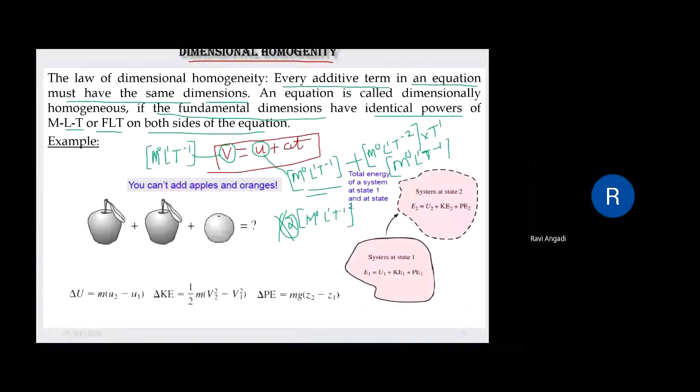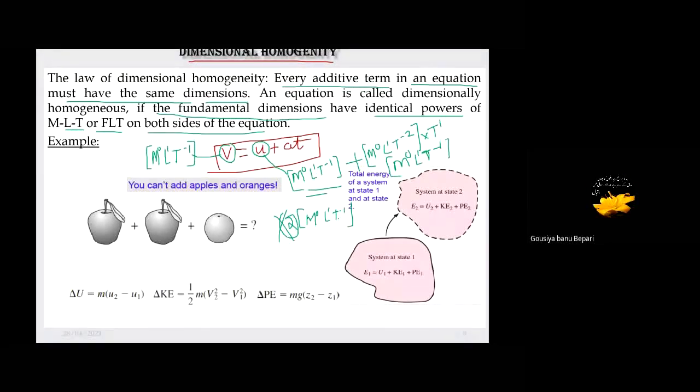What is the power of M on the LHS side? 0. What is the power of M on the RHS side? 0. Yes. What is the power of L on the LHS side? 1. What is the power on the RHS side? 1. Same. What is the power of T on the LHS side? Minus 1. What is the power of T on the RHS side? Minus 1. So on both sides the powers are identical.